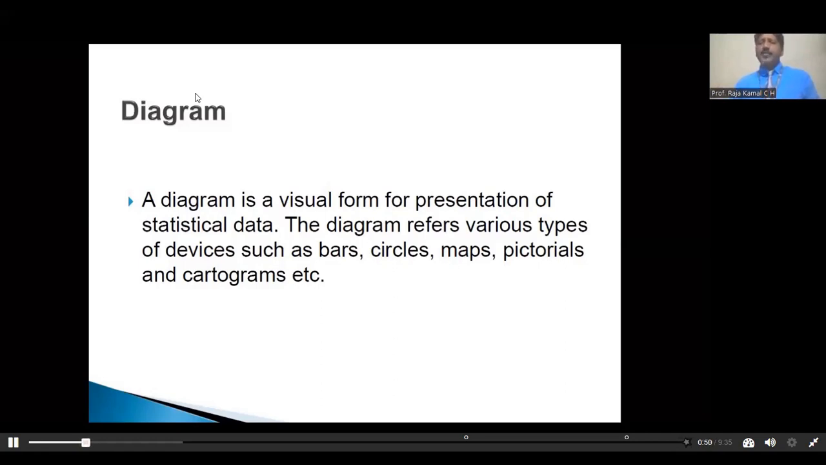So what does a diagram actually mean in statistics? A diagram is a visual form of presentation of statistical data. There are different types of diagrams that can be used, like bar diagrams, circles, maps, pictorials, and cartograms. So as a whole, in simple terms, I can say that a diagram is a presentation of statistical data.